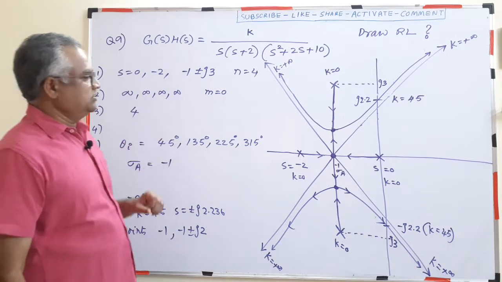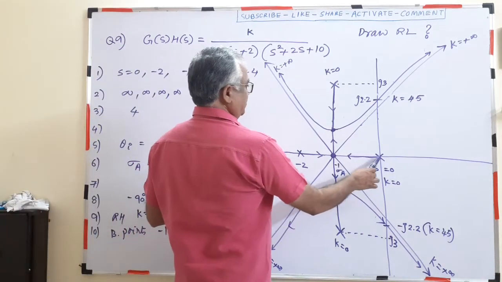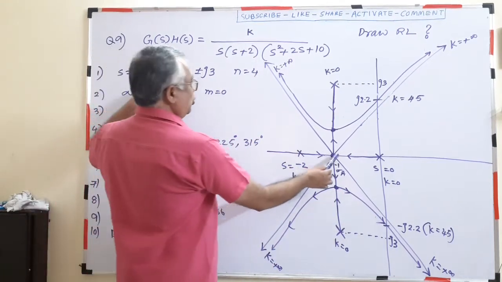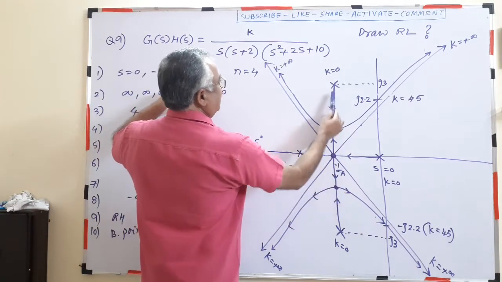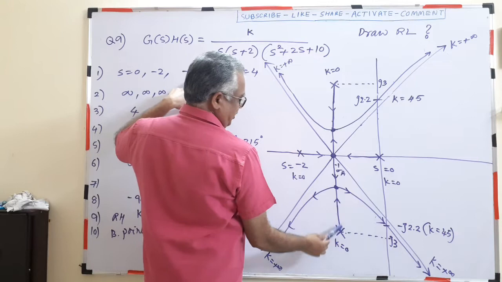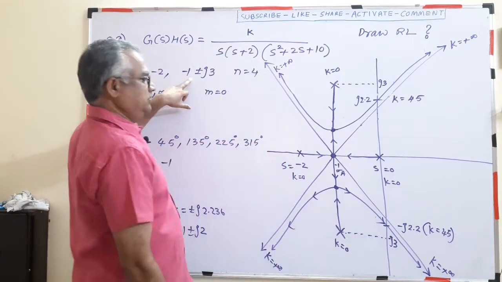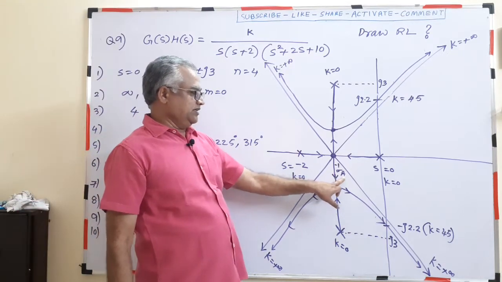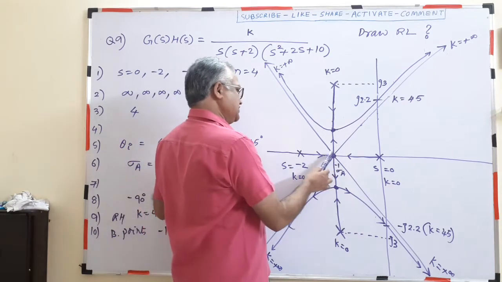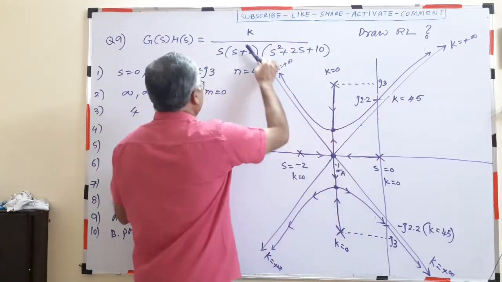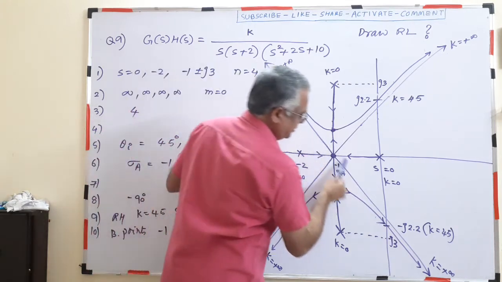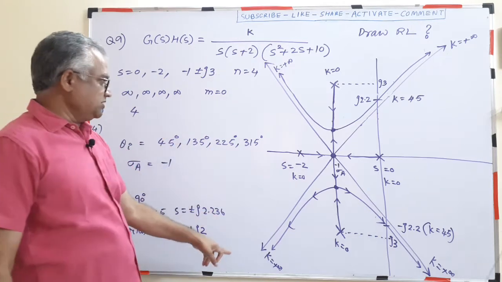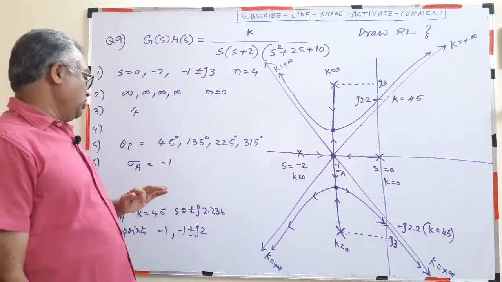So let us map these points. Pole at s equal to 0, pole at s equal to minus 2, pole at s equal to minus 1 plus j3, and minus 1 minus j3. These are the 4 poles. Then all asymptotes intersect at sigma a equal to minus 1, at angles 45 degrees, 135 degrees, 225 degrees, 315 degrees. The destination arrows are K equal to plus infinity, because we are plotting the root locus.